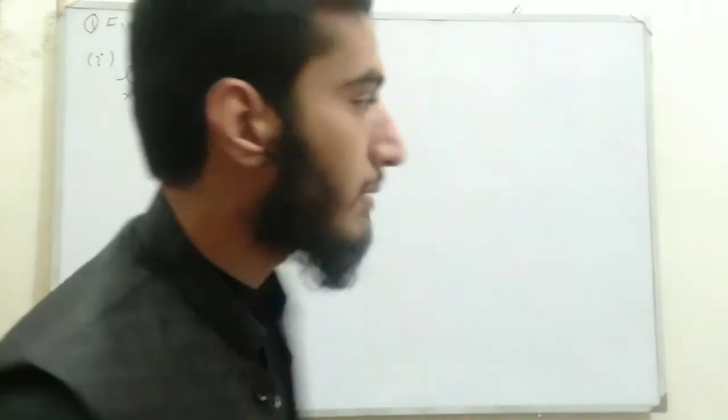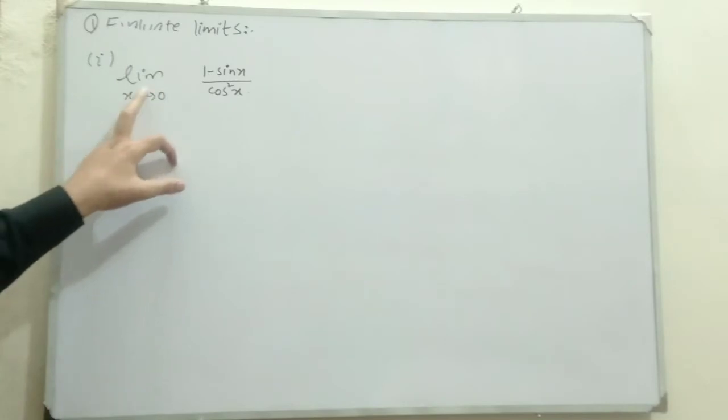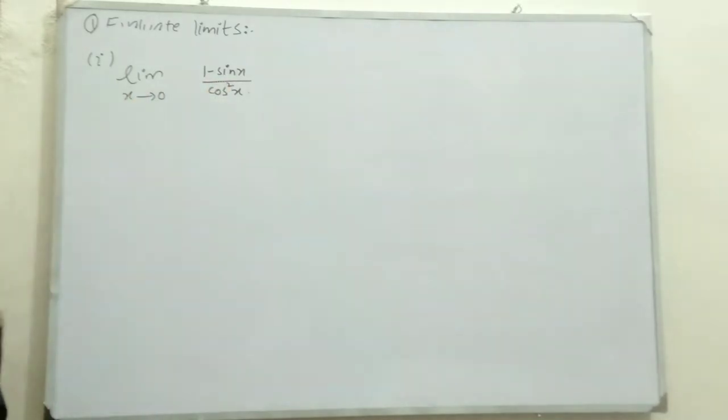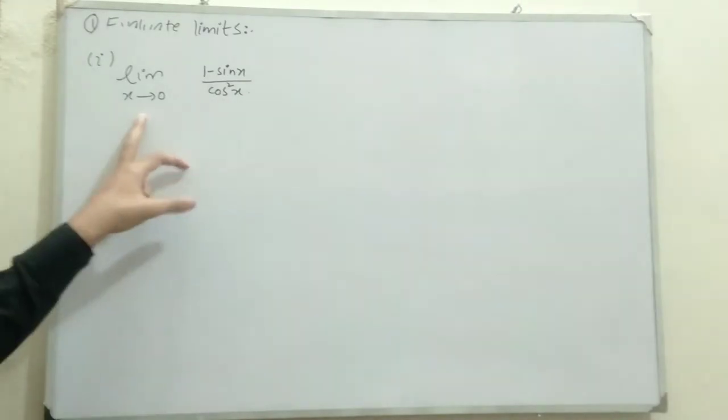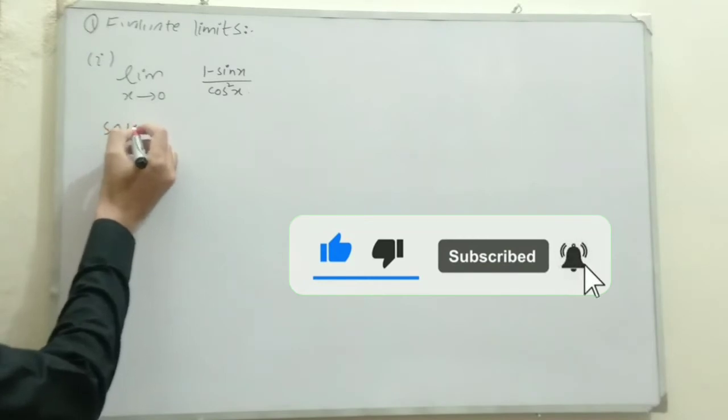So let's move toward part I, which is the 9th part of question number 1. Evaluate the limit as x approaches 0 of (1 minus sin x) divided by cos squared x. Find the value of this fraction when x approaches 0. So let's move towards the solution of this problem.